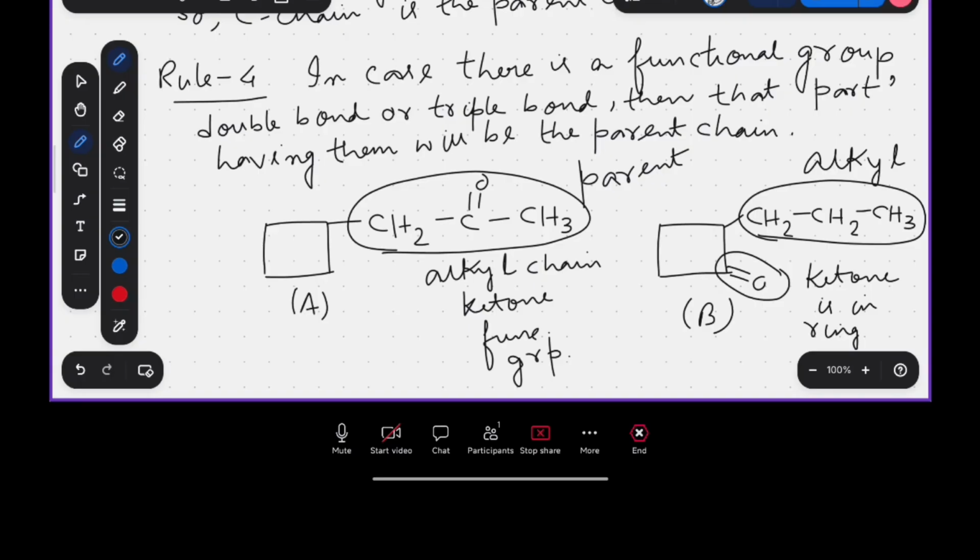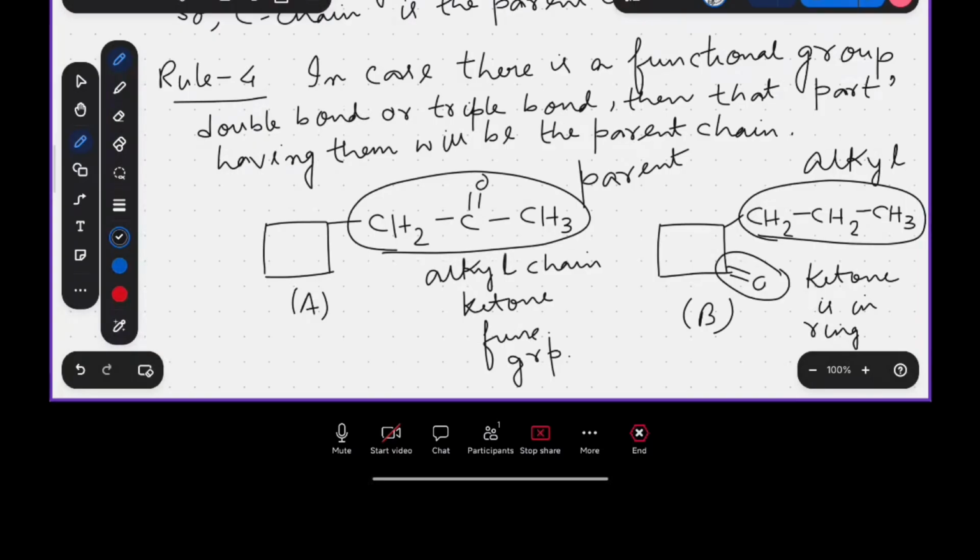হিসেবে কাজ করে। যেমন দেখা যাচ্ছে এক্সাম্পল এ তে কিটোন ফাংশনাল গ্রুপটা অ্যালকাইল চেনের পার্ট, রিং এর পার্ট নয়, ওটা অ্যালকাইল চেনে আছে, রিং থেকে বাইরে আছে, যখন ফাংশনাল গ্রুপটা রিং এর বাইরে থাকবে বা অ্যালকাইল চেনে থাকবে তখন অ্যালকাইল চেনটা প্যারেন্ট চেন হিসেবে কাজ করবে। কিন্তু যখন এক্সাম্পল বিটা দেখো, এক্সাম্পল বিতে দেখা যাচ্ছে যে যখন কিটোন ফাংশনাল গ্রুপটা, when the ketone functional group is attached to the ring, শুধু কিটোন না, not only the ketone, any functional group, double bond or triple bond, if it is attached to the ring, then the ring will behave as the parent chain.